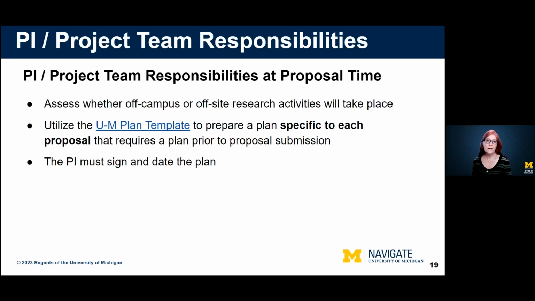So starting with the PI and project team responsibilities. At the time of proposal, it's on the project team to make the determination whether the activities trigger the need for the plan. Are there off-campus or off-site activities where U of M employees are going to be working? And if that is the case, then they need to use ORSP's template to prepare their plan. And the plan needs to be signed and dated by the PI.